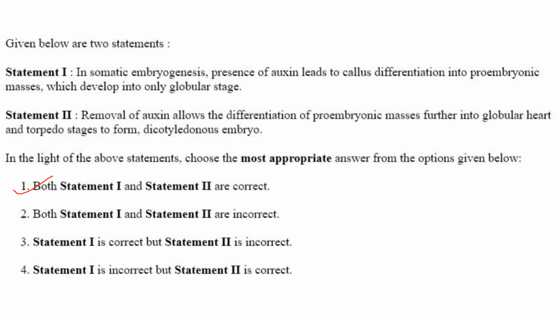Then next one. In somatic embryogenesis, presence of auxin leads to callus differentiation into proembryonic masses which develop into oliglobular stage. Yes, that is correct. Removal of auxin allows the differentiation of proembryonic masses further into globular, heart and torpedo stages to form dicotyledonous embryo. That is also correct. So both statements 1 and 2 are correct.